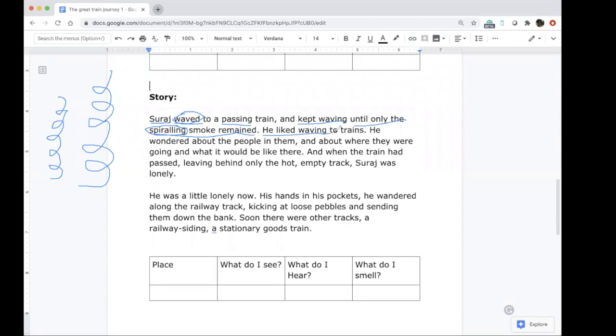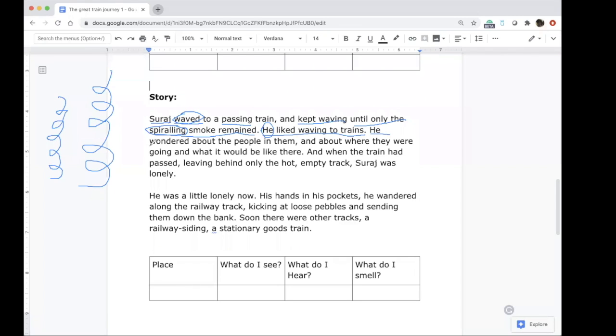He liked waving to the trains. Who is he here? Who are we talking about? Suraj. The name of the person, Suraj. Suraj liked waving to the trains. What does he like? He likes waving to the trains. Maybe he wants to say bye to the people inside the trains. So that's why he likes waving to the trains.